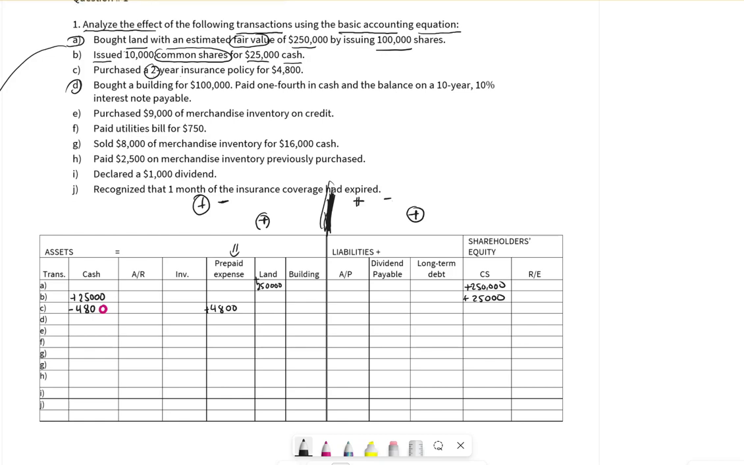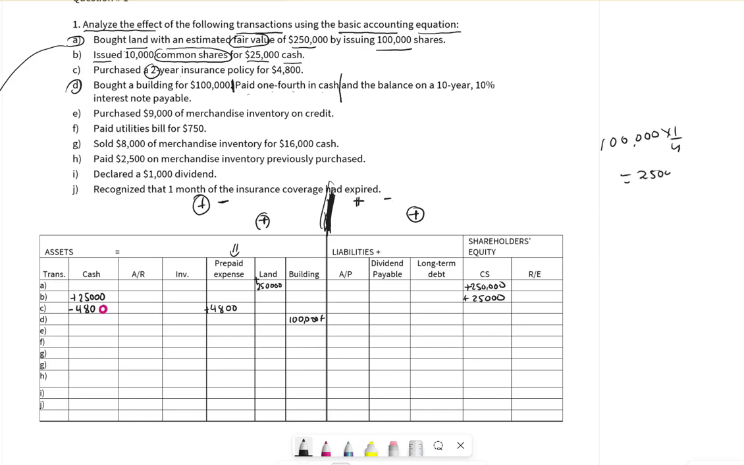Let's look at this one. We bought a building. The building was worth 100,000. So your building will increase by 100,000, a positive number. And this is paid one quarter in cash. If you purchase a building for 100,000, one quarter of that will be paid by cash.